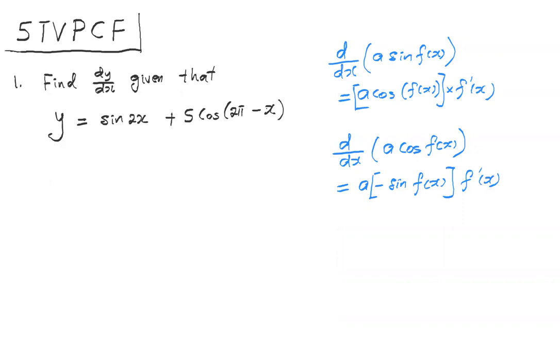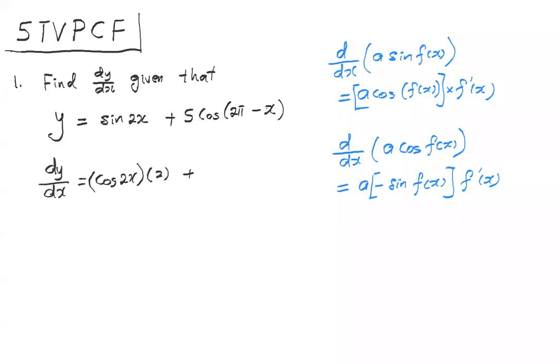So now, when I differentiate this, I tell myself, if I differentiate sin, I get cos. Okay, I put a bracket. I differentiate 2x, I got 2. All right, plus.